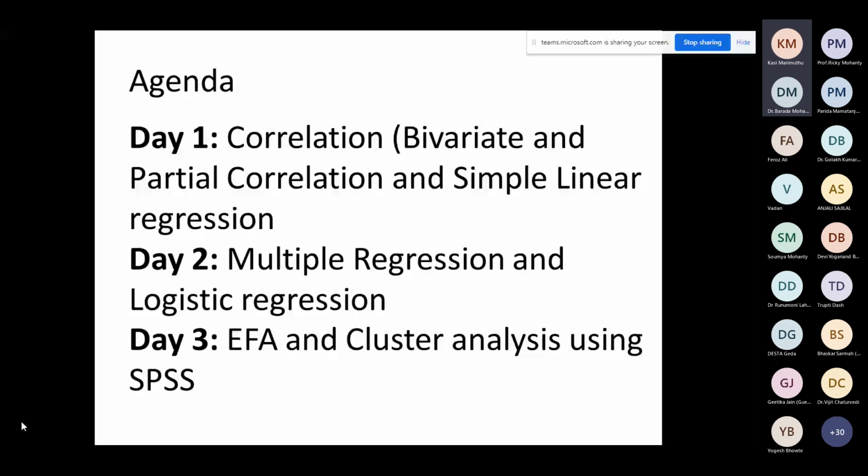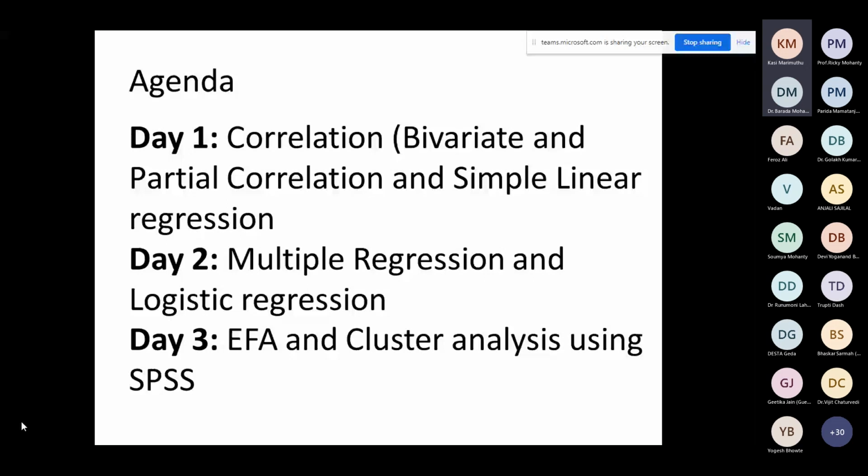So we'll be discussing what do you mean by correlation, and then what purpose, what conditions we can run, and what are the assumptions. With 1 or 2 examples, we are going to use SPSS to analyze the data and interpret the results. Bivariate, partial correlation, simple linear regression for today's session.